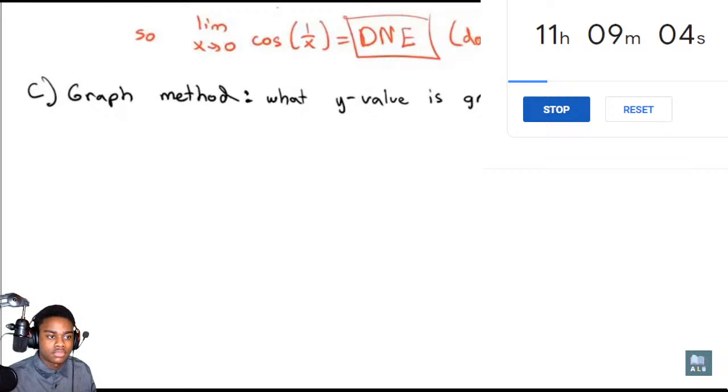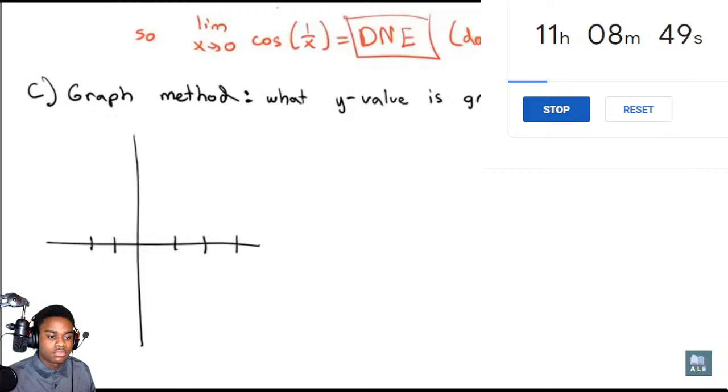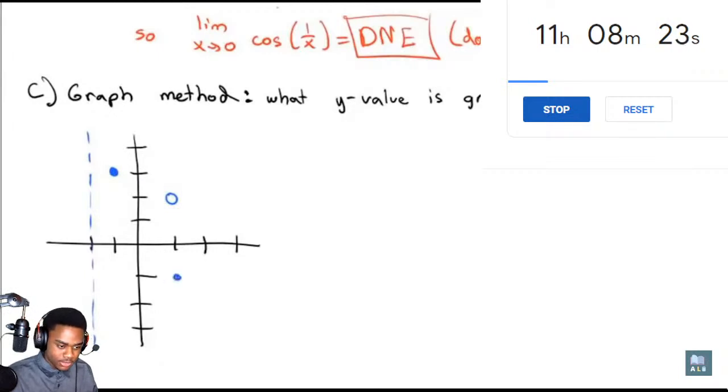So let's draw a graph here that we can play with. And let's see, we're going to put a vertical asymptote here at 2. I'm going to put a point at -1, 3. I'm going to put a hole at 1, 2. I'm also going to put a point at 1, -1. And an open point at 2, -1.